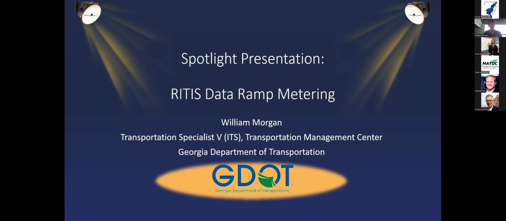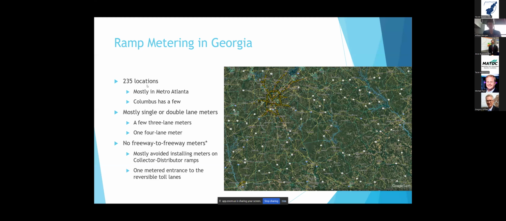So first, I will go over a brief overview of ramp metering in Georgia. In total, we have 235 ramp meters. They're mostly in Metro Atlanta. On the map to the right, every yellow dot is a ramp meter. We currently have a few in Columbus, and we have a few coming up in Savannah. They mostly consist of single or double lane meters, though we do have a few 3-lane meters and one prominent 4-lane meter to the northbound connector from Freedom Parkway in downtown Atlanta.